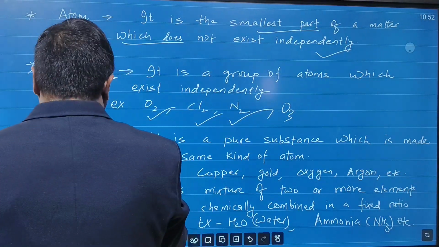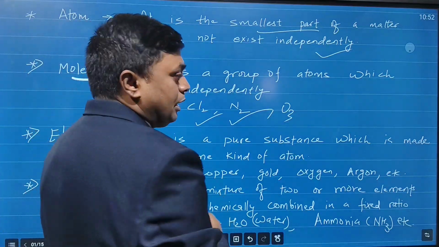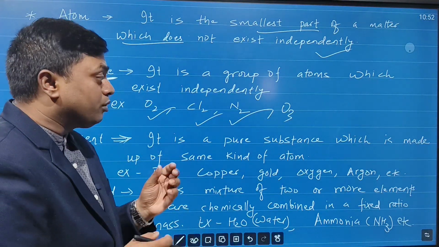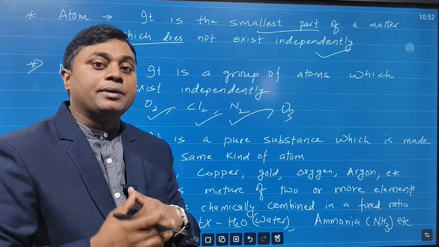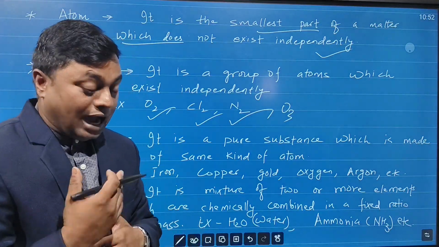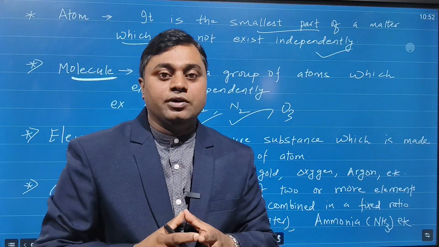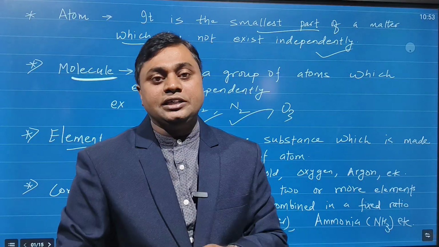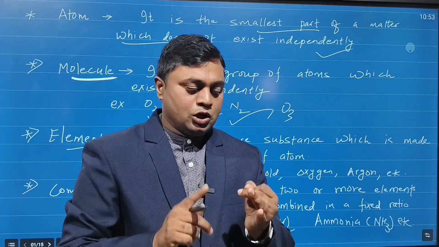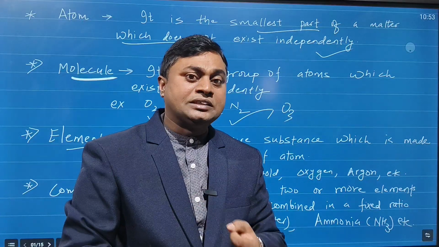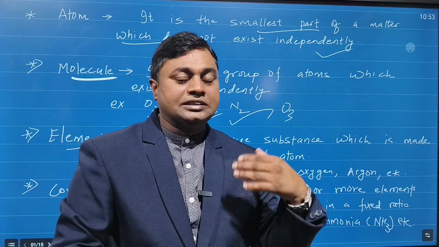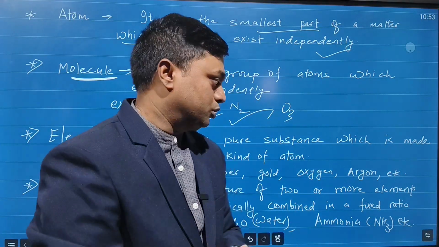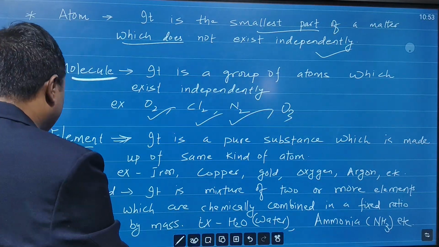Next, we talk about element. What do you mean by element? It is the pure substance which is made up of same kind of atom. It's like iron, gold, silver, platinum, carbon, nitrogen. So element basically is of four types: metals, non-metals, metalloids, and noble gases. We'll discuss in detail in other videos. Coming to the compound.